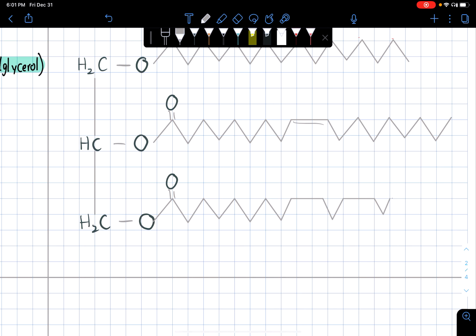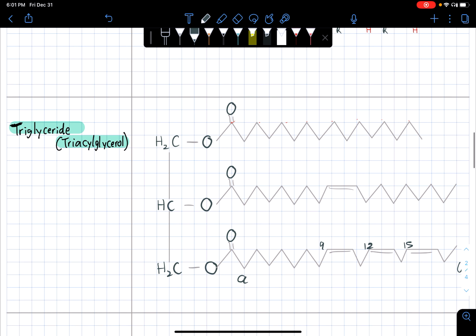there, and 3 plateaus later, we place that kind of illustration and place 9, 12, 15. We place an omega sign there and an alpha sign here. Yes, that's it for triglyceride.